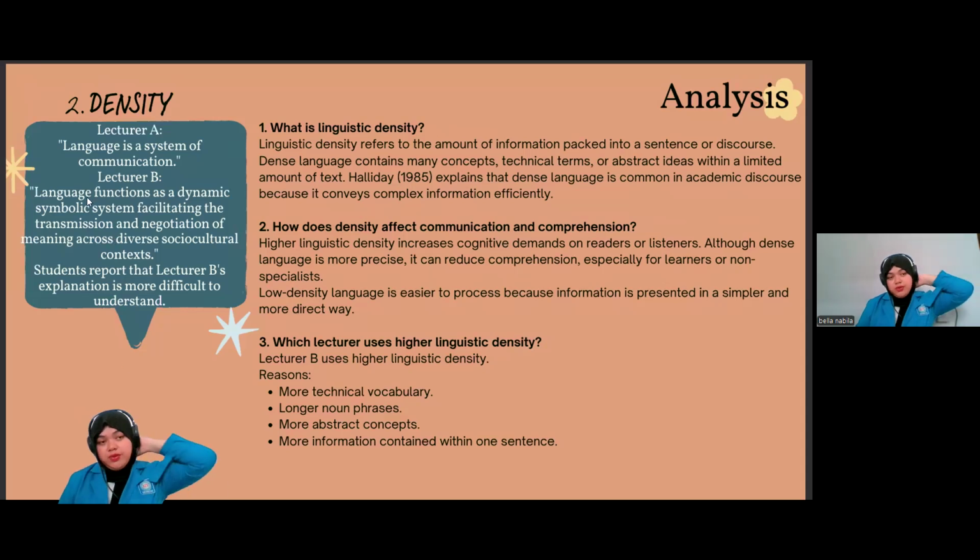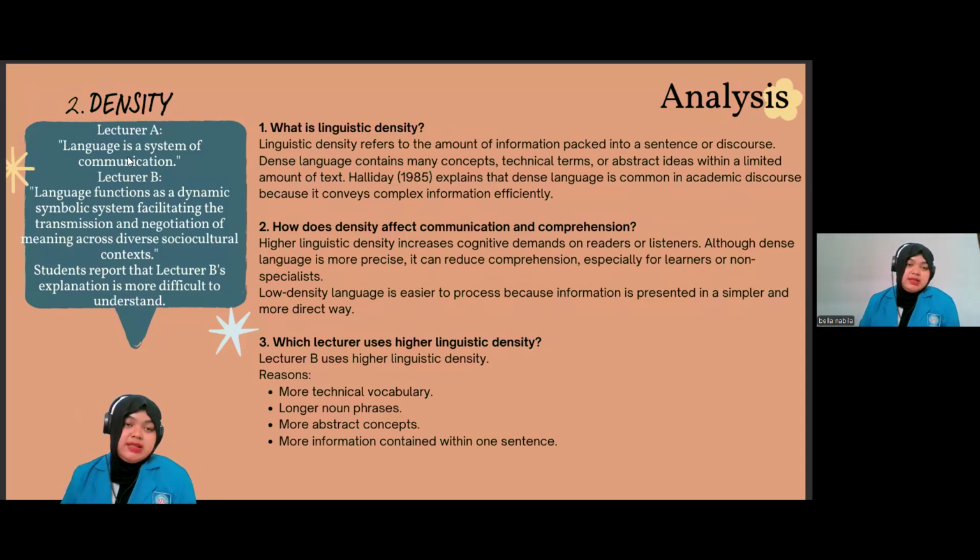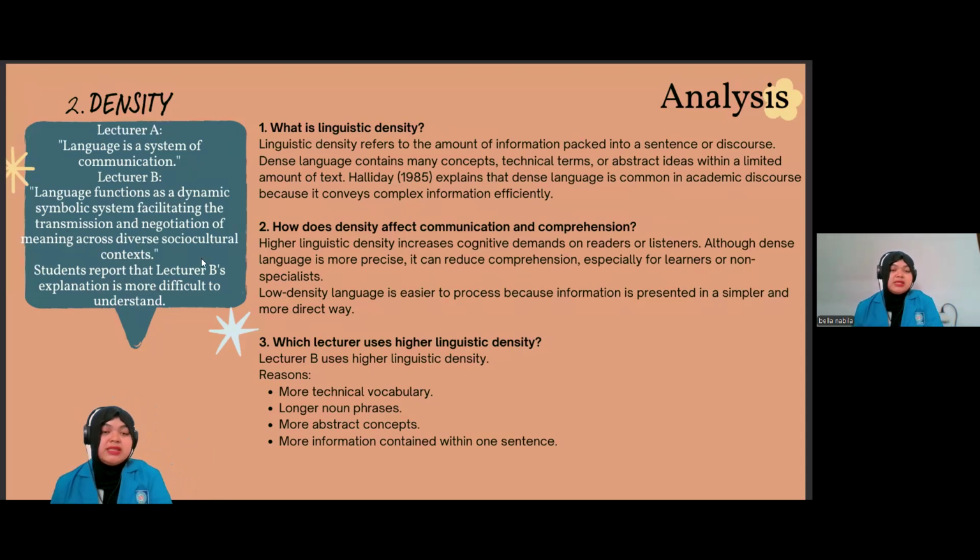Case study number two is about density. Lecture A says language is a system of communication, but Lecture B says that language functions as a dynamic symbolic system facilitating the transmission and negotiation of meaning across diverse socio-cultural contexts. Students report that Lecture B's expression is more difficult to understand.